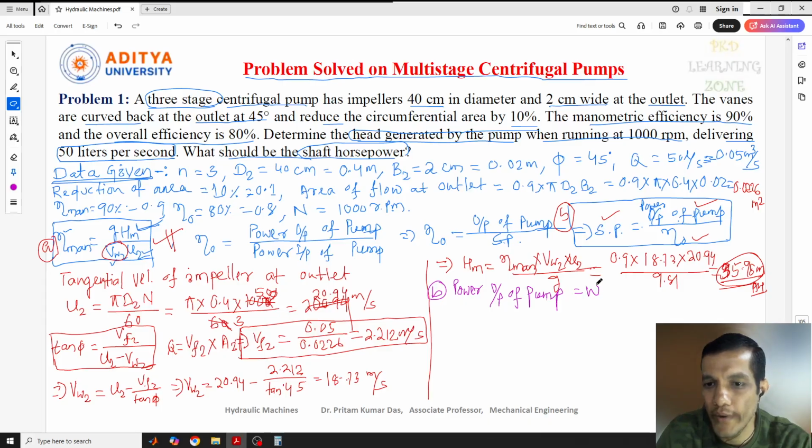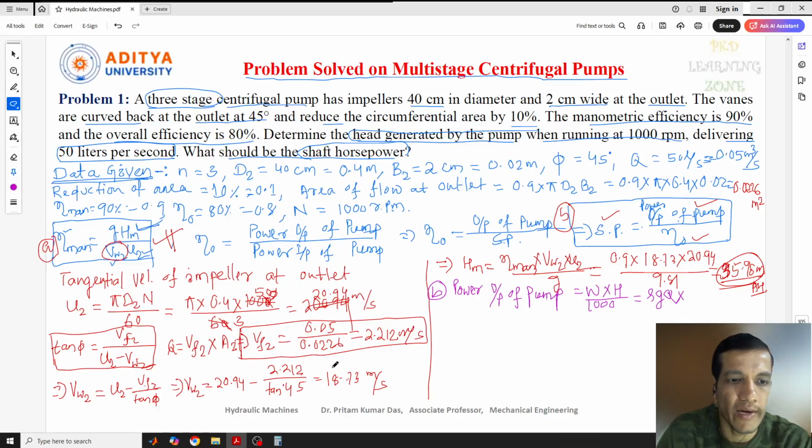the weight of the water lifted and the total head. Total head needs to be written. How much the total head is, I don't know, so that needs to be calculated. So I'll write total head as H. Power is W into H by 1000. So W equal to what? W equal to rho, g and Q. And total head equal to what?